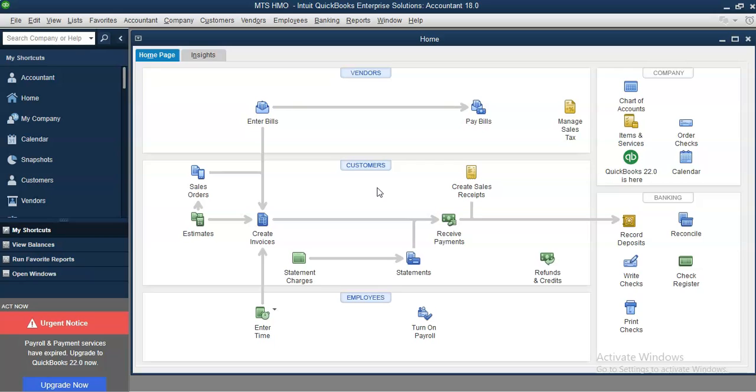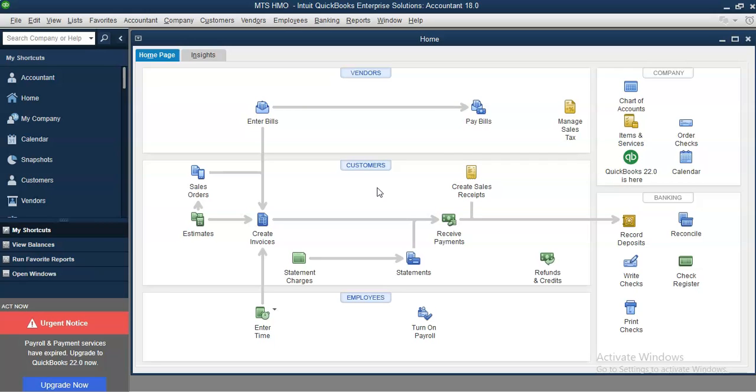Your chart of accounts here are your income account, your expense account, your bank account, your asset account, your fixed asset account, your current asset account, your liability account, your cost of sales account. Those are your equity account. Those are your chart of account.